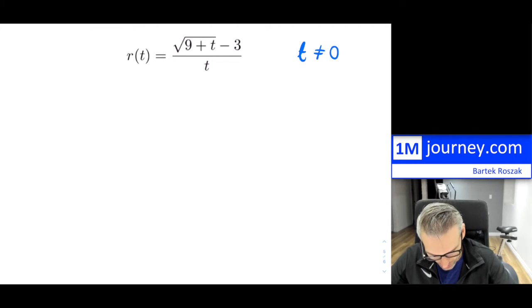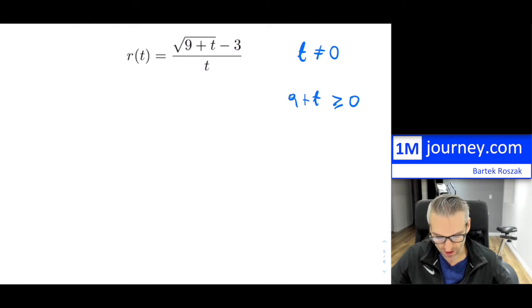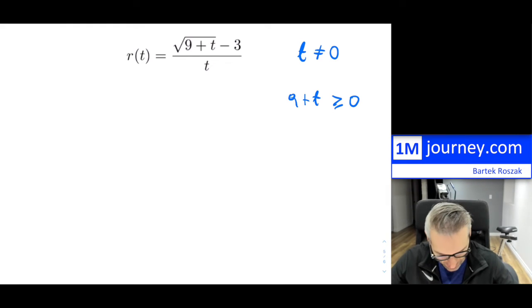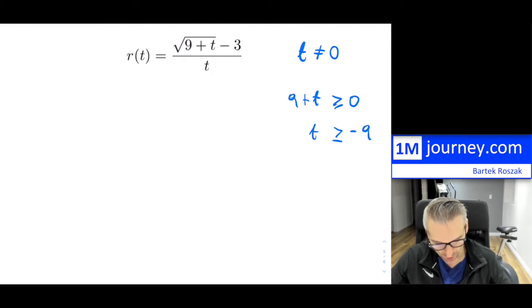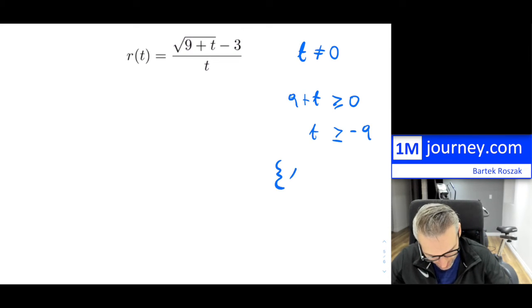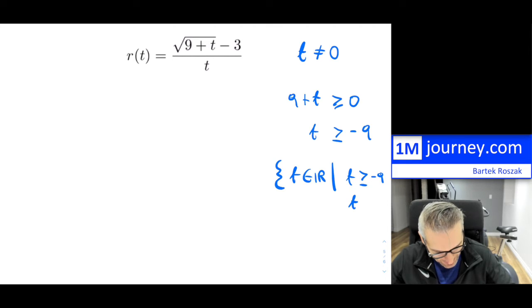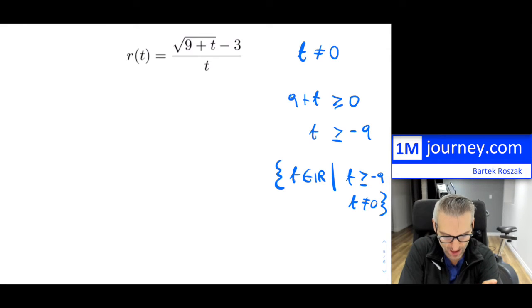And then also, under the radical, we need that 9 plus t to be greater than or equal to 0. Otherwise that radical is not defined. So this simply tells us that t has to be greater than or equal to negative 9. So our domain right here is all of R such that t is greater than or equal to negative 9, but t cannot be equal to 0. So we run into a problem there.